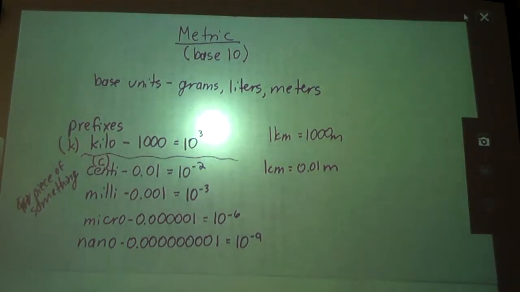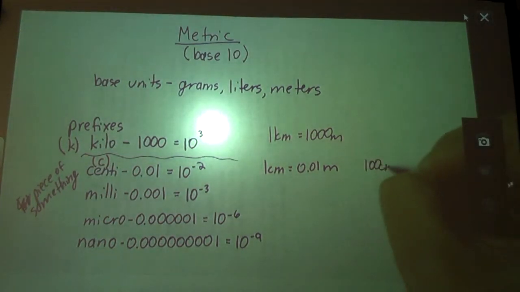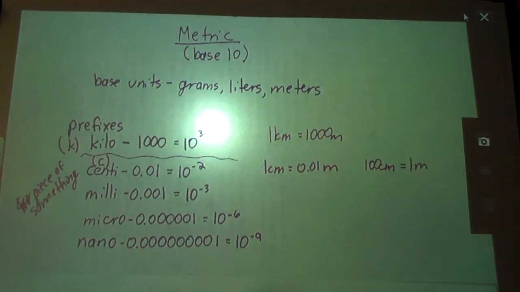So a lot of times you'll see this inverted. Just like a penny is 1/100th of a dollar, but that's annoying to say. It's easier to deal with 100 pennies equals $1. So we can do the same thing here. We can say that 100 centimeters equals 1 meter. And we can do that for each of these prefixes as we go on down.